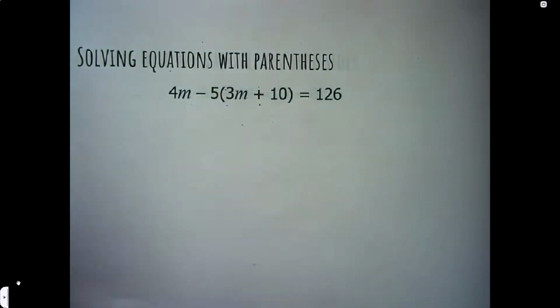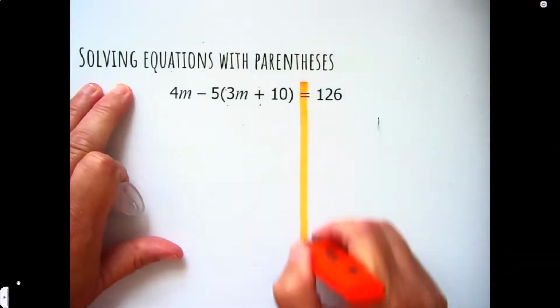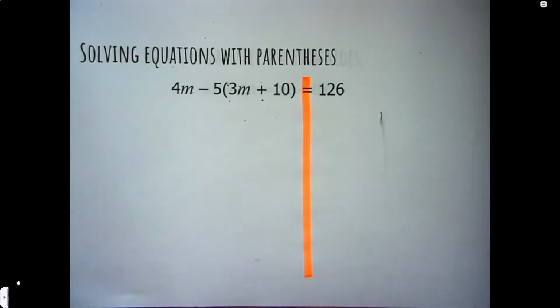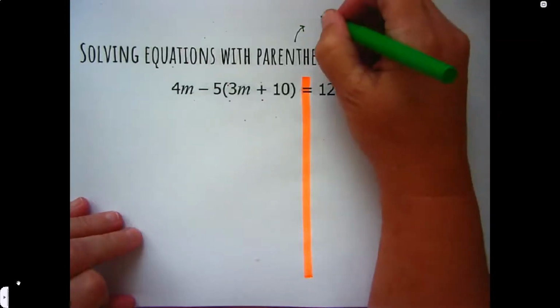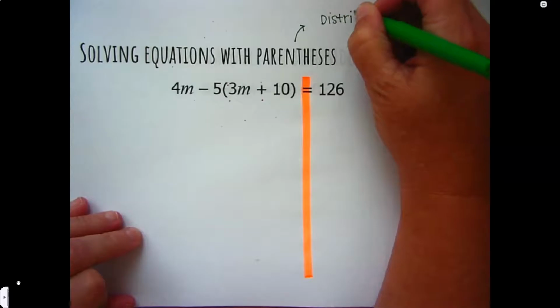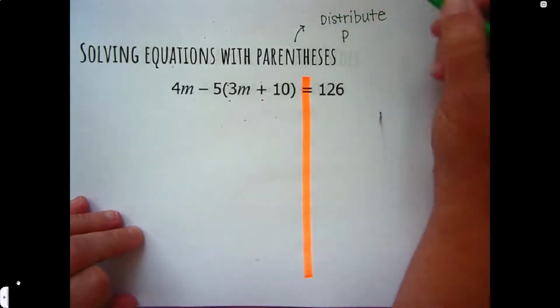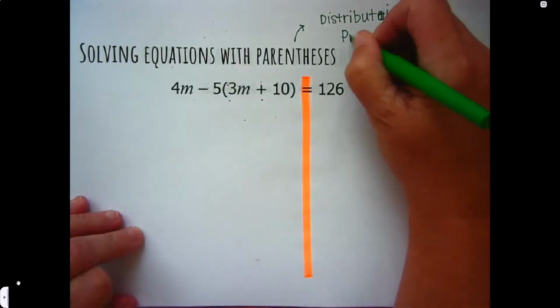All right, something else you learned how to do is you learned how to solve equations that contain parentheses. So again, here I'm going to draw my line to divide my equation into its two sides. When you see equations with parentheses, you will need to make use of another one of your old friends from Algebra 1, and that is the distributive property.